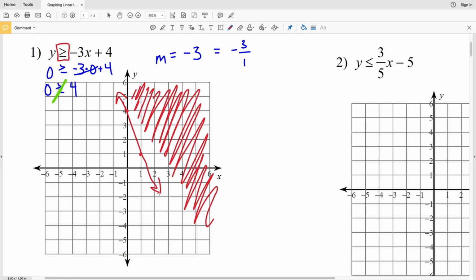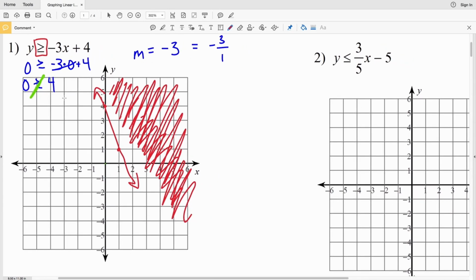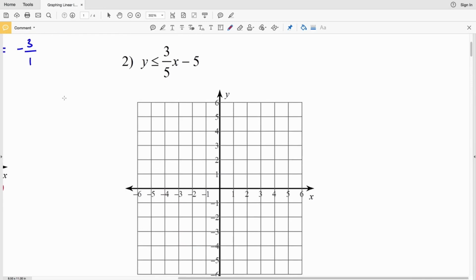If I had a straight edge, it'd be easier for me, so I recommend using a straight edge. But you're going to shade everything to the right. And if you want to double check, go ahead and pick a point in your newly shaded region and see if the inequality holds true. Let's go on to number 2.